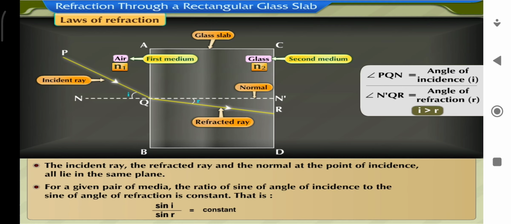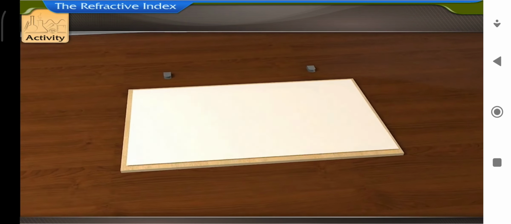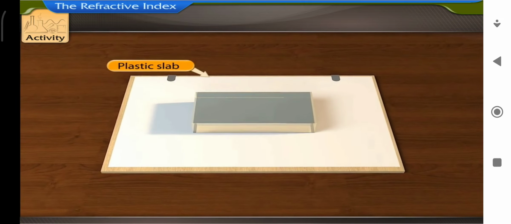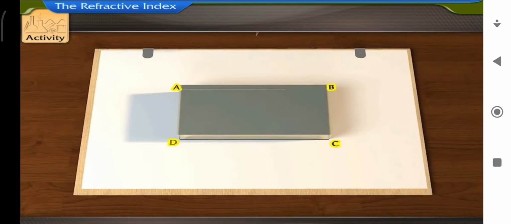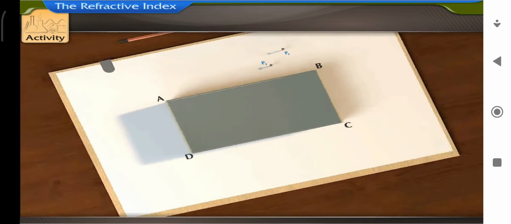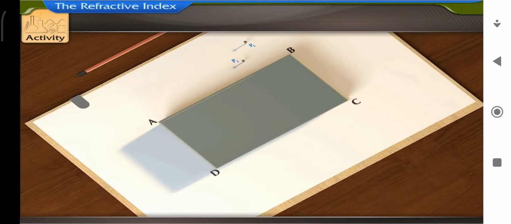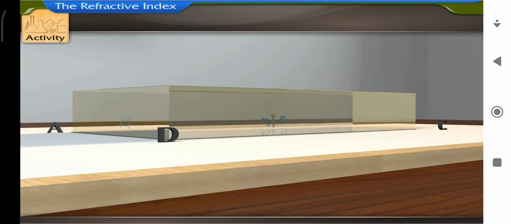The refractive index. Take a drawing board and fix a sheet of white paper on it using drawing pins. Place a plastic slab in the center and draw the outline of the slab using a pencil and label it as ABCD. Fix 2 pins, P1 and P2 on the side of AB of the plastic slab so that the pins are vertical and the line passing through P1 and P2 meets the plastic slab obliquely. See the pins from side CD of the plastic slab. Fix 2 pins, P3 and P4 in such a way that they cover the images of the first 2 pins, P1 and P2 respectively. Now all 4 pins appear to be in the same straight line.